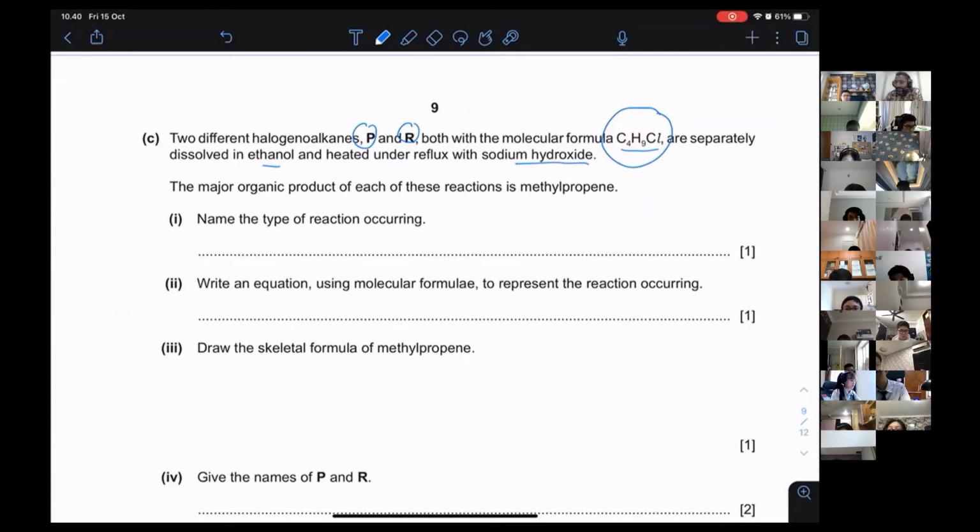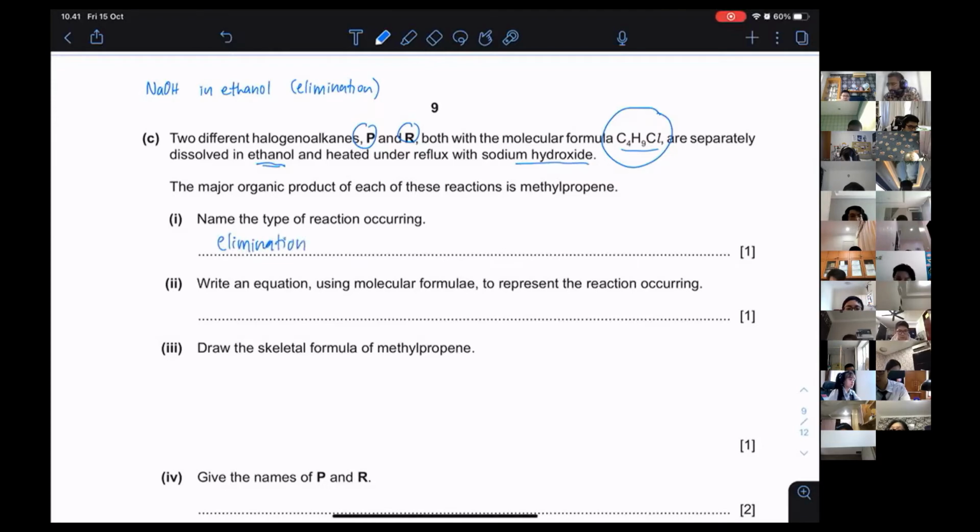So you see, if the sodium hydroxide is aqueous, they have one type of reaction. But now, if it is dissolved in ethanol, this reaction is definitely going to give you an elimination reaction. I hope you remember all this. This is a different type of reaction, not the nucleophilic substitution reaction. So here, the type of reaction is going to be elimination.